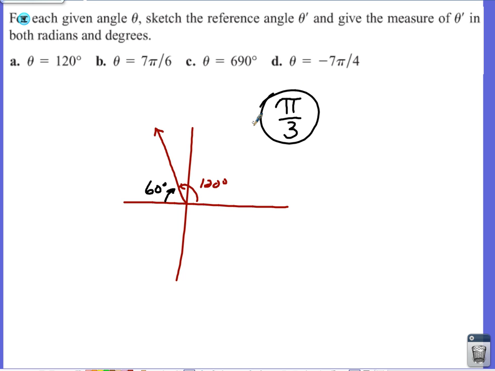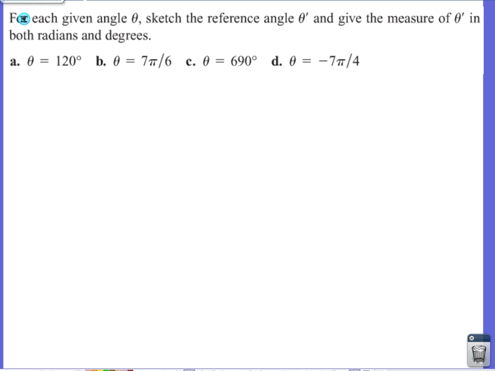Okay. The second one, 7 pi over 6. Let's sketch it. Does anybody know where 7 pi over 6 is? I don't. What am I going to do with 7 pi over 6 before I start working with it? I'm changing it to degrees because I have no idea. These radians, they confuse me, right? I have no idea where 7 pi over 6 is.